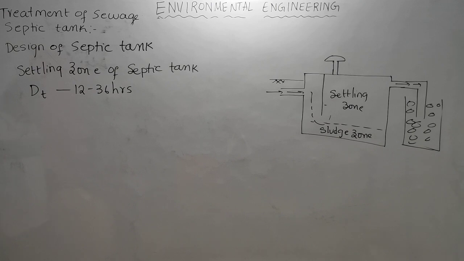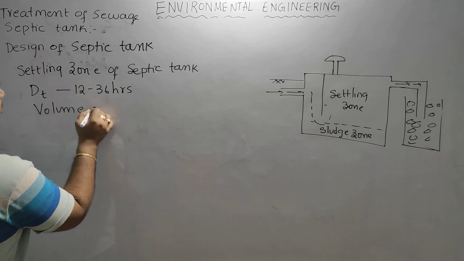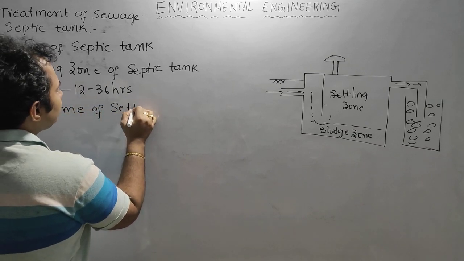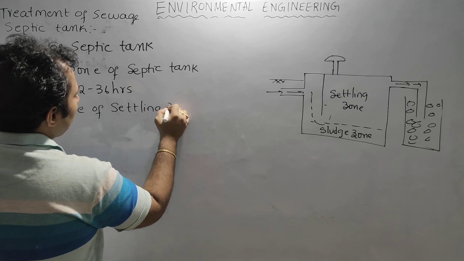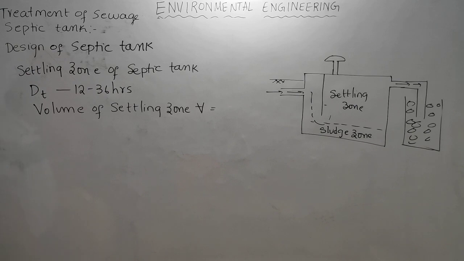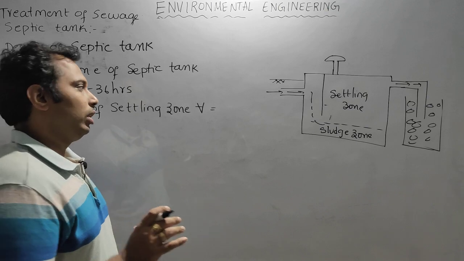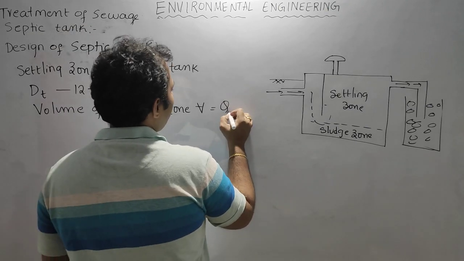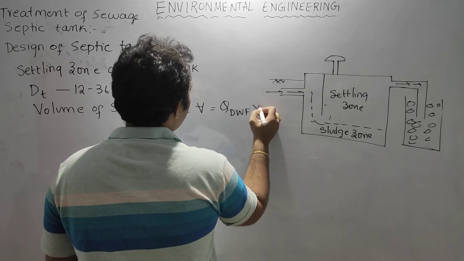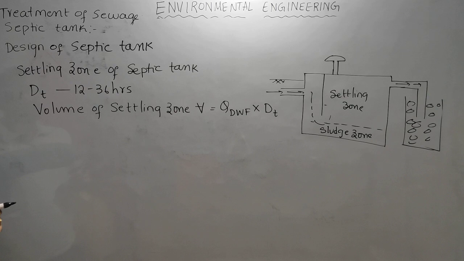Don't worry. So volume of the settling zone is equal to the dry weather flow that will come into the septic tank. Storm water will not enter into the septic tank. Dry weather flow will come into the septic tank. So whatever the dry weather flow is, into the detention time, this is the volume of the settling zone.